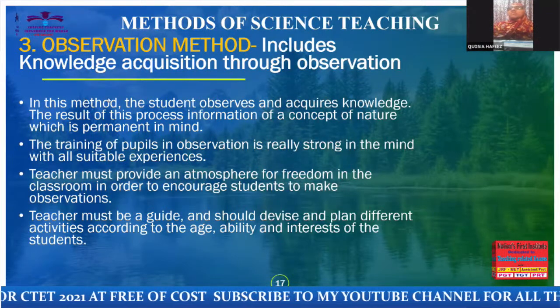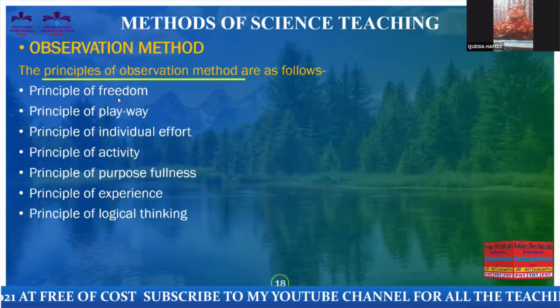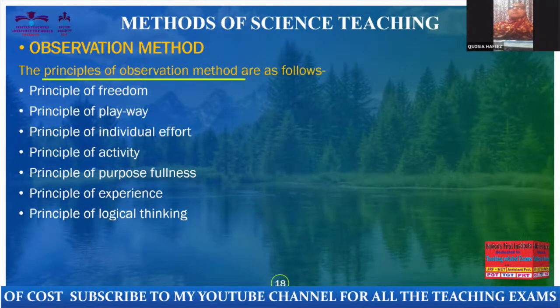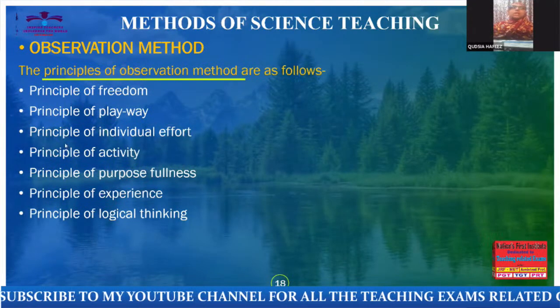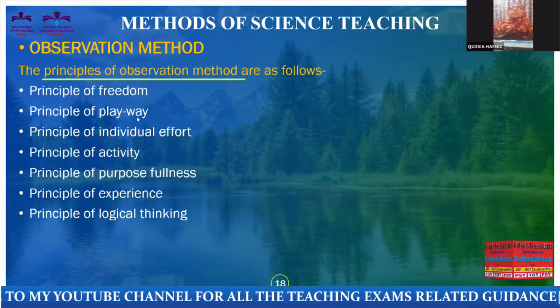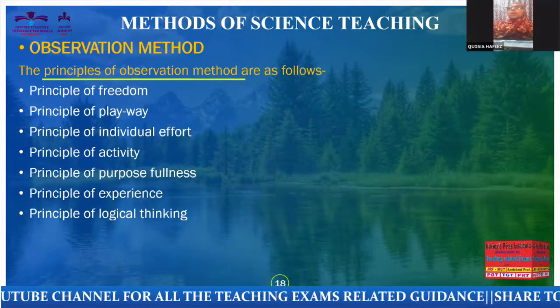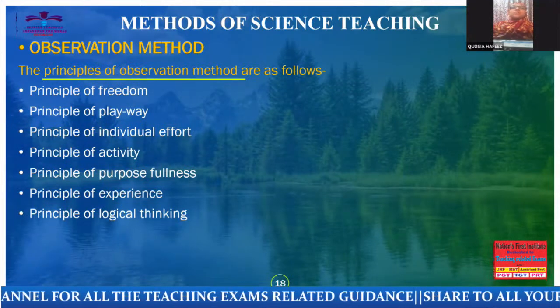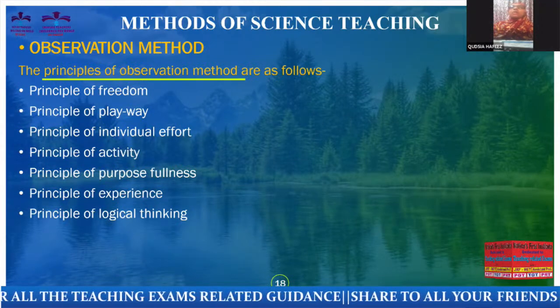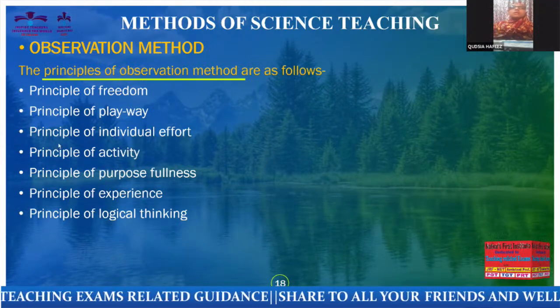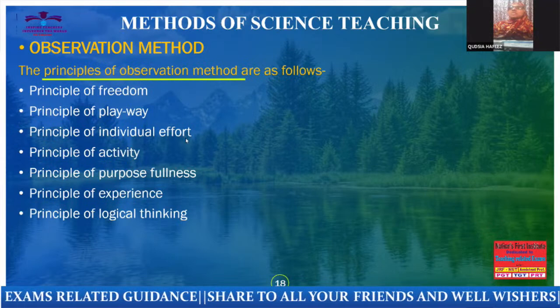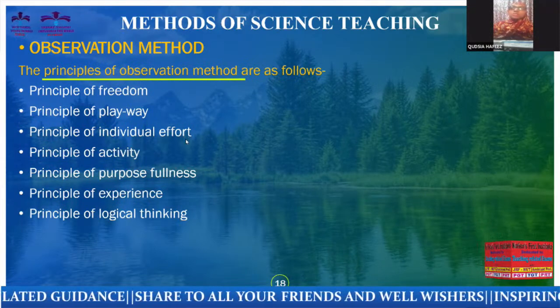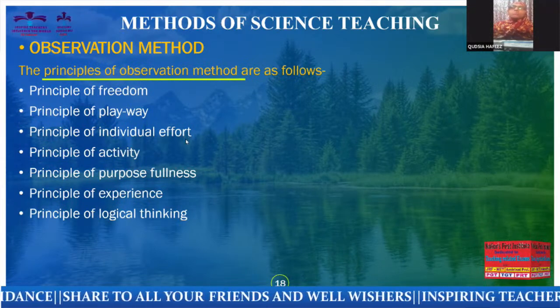The first principle of observation stands out as it gives freedom. So here, principle of freedom, it must give freedom to the child. Principle of playway method. So in the playway method, the child should be able to observe the different phenomena of the environment. Then the principle of individual effort. Yes, there should be some individual effort from the child to understand, to draw, to record the observation.